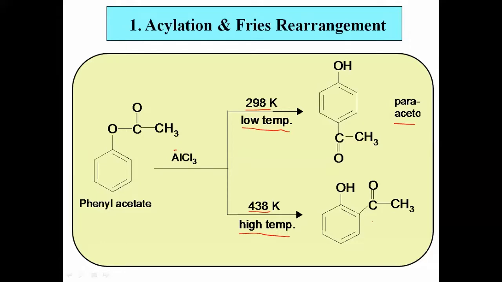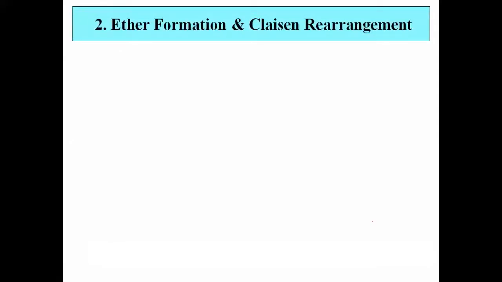Okay, that means migration of that acetyl group depends upon the temperature condition of the reaction. If the reaction is at room temperature, low temperature, then the para product is major, and if that reaction is carried out at high temperature, the ortho product is the major. Okay, this is just the reaction condition for the Fries rearrangement. Okay, now let us see the next one. यामध्ये पुढची रिएक्शन आपण बघूया. Formation of ether and further Claisen rearrangement.